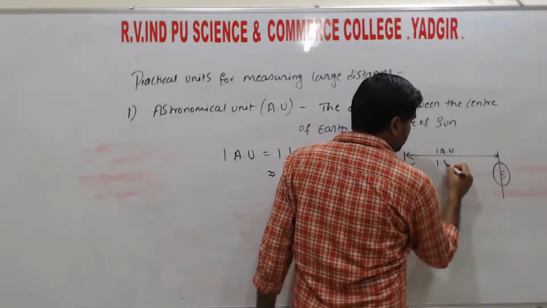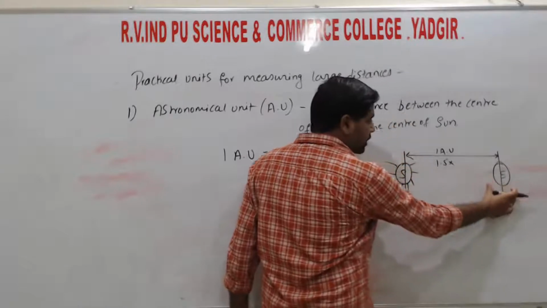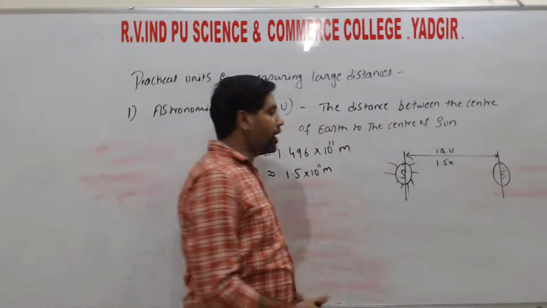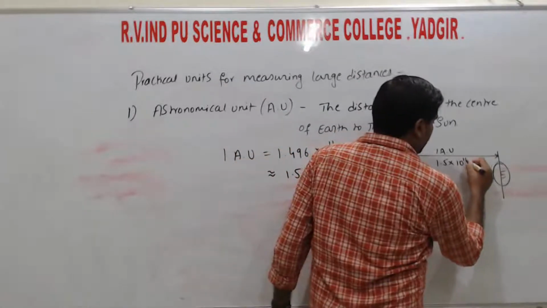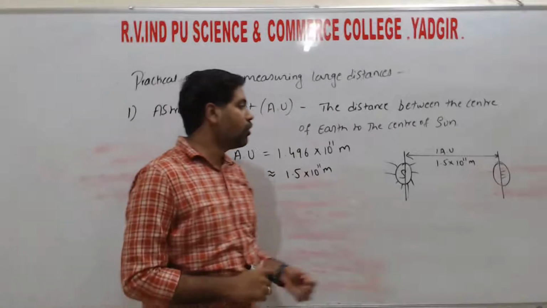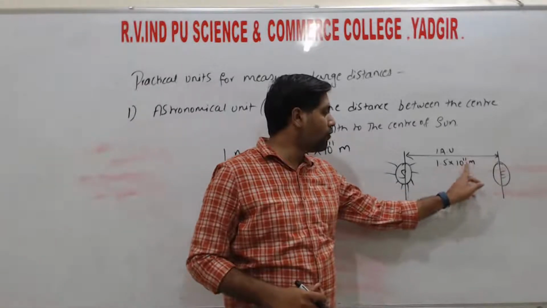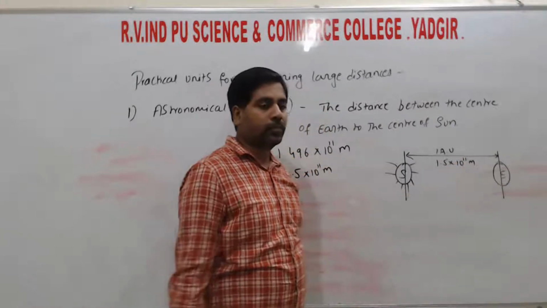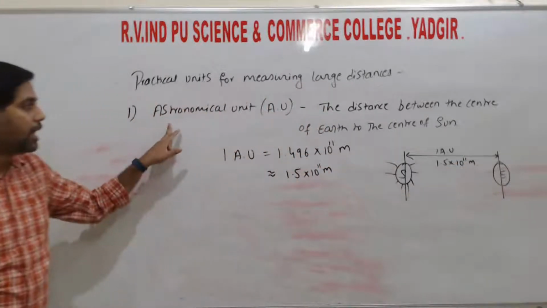So this value is how much? That is, the Earth is at a distance. At what distance is it? 1.5 into 10 to the power of 11 meter, right? Or we can say 1.5 into 10 to the power of 8 kilometer. Right? So this is about the astronomical unit.